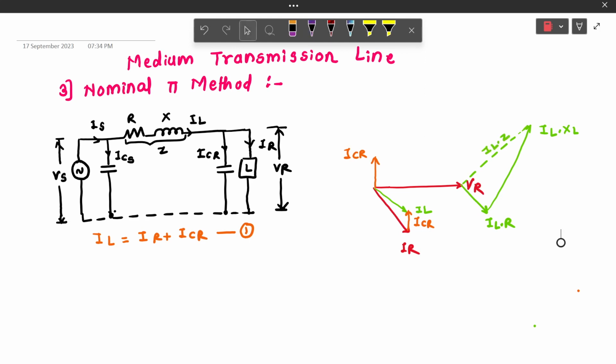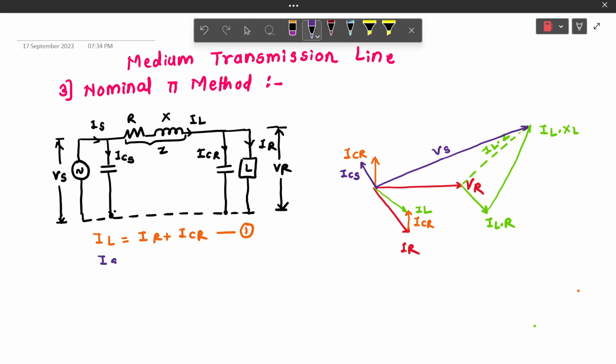Now, consider the resultant as the end point connected forms a vector Vs as a sending end voltage. Now, if we consider the capacitance considered at sending end, then the sending end current can be drawn as perpendicular line to Vs because we are considering the voltage across the sending end side capacitance as Vs. Hence, it will be leading to 90 degree to Vs. Hence, ICS can be drawn like this.